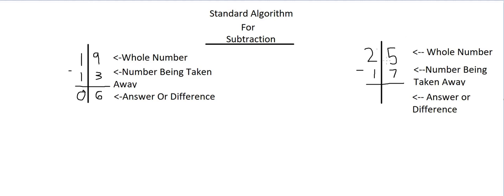Now if we move on to this equation on the right, we see that it's 25 minus 17. So first we do 5 minus 7, because that's the rightmost column, the ones column.